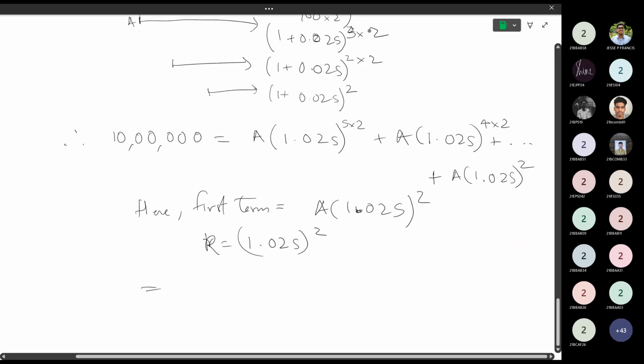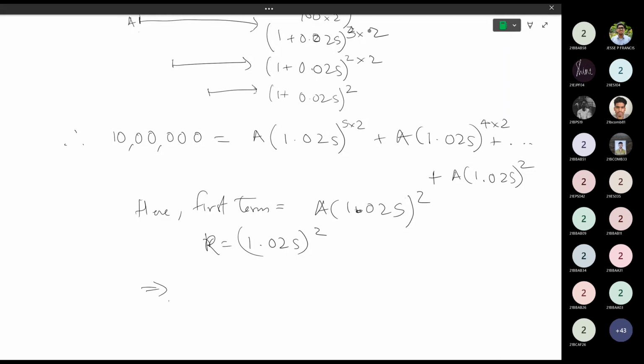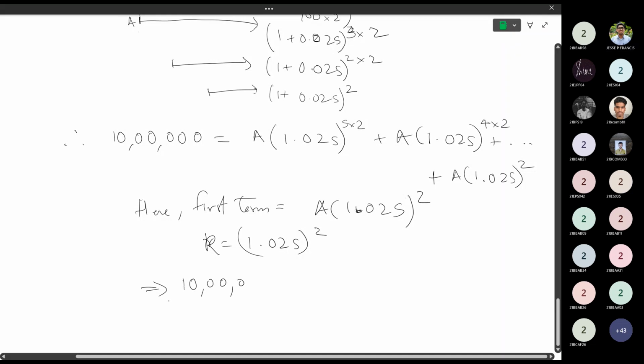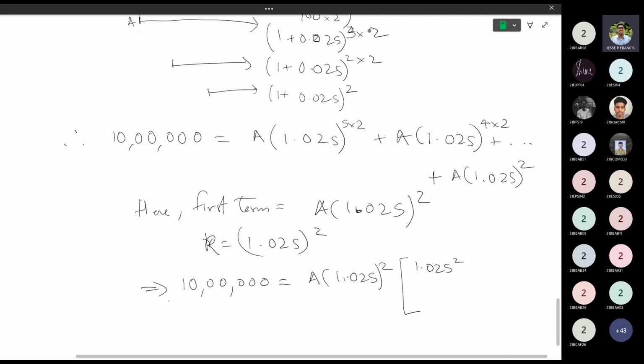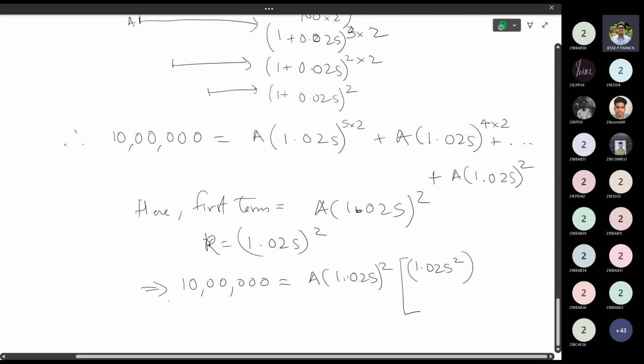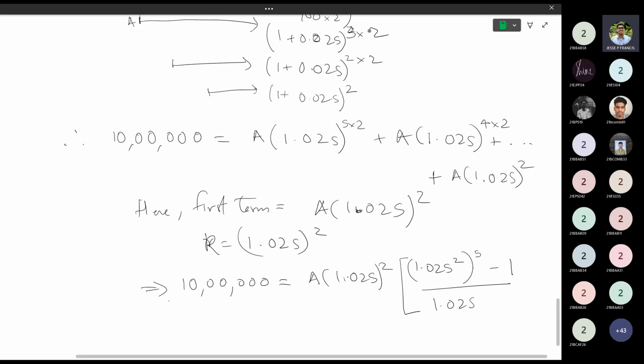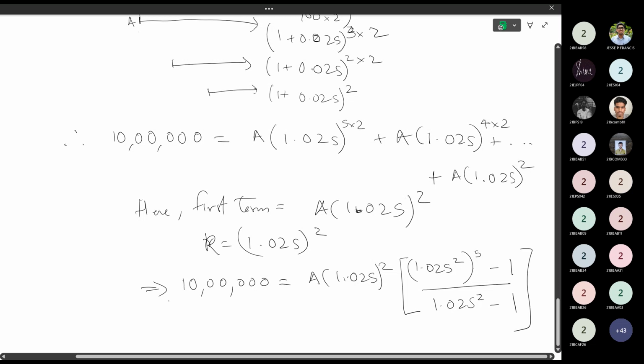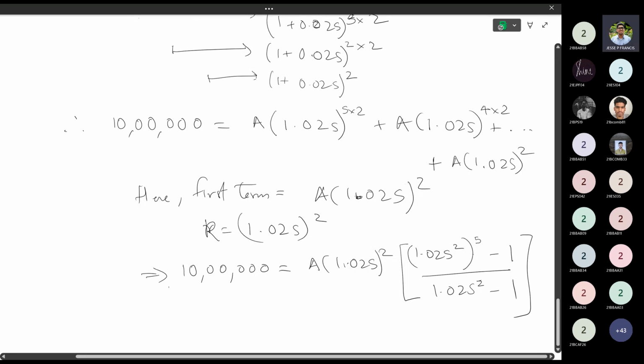Further, this implies 10 lakh is equal to, first term is A into 1.025 square into (1.025 square to the power, how many years? 5 years, right? 5) minus 1, divided by 1.025 square minus 1. Can you tell me from this what is your A?